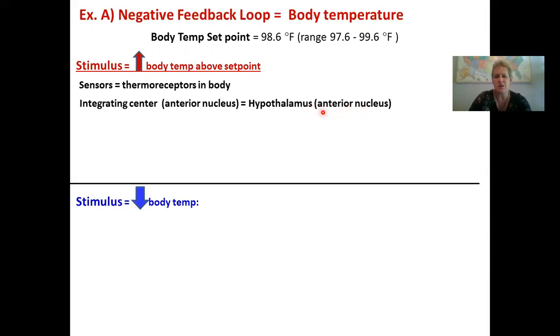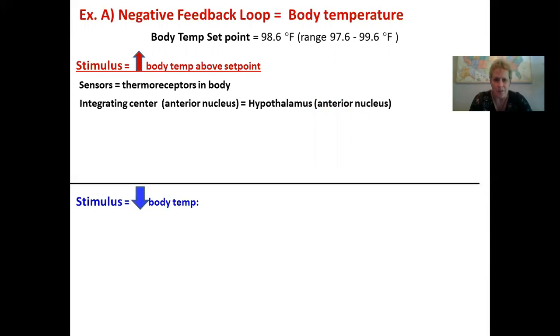When I think of the anterior nucleus, I think of the ant part. And I think Antarctica. Antarctica is a continent, isn't it? In fact, it's a cold continent. In fact, that's a temperature. So when I think Antarctica, anterior nucleus, I think temperature.